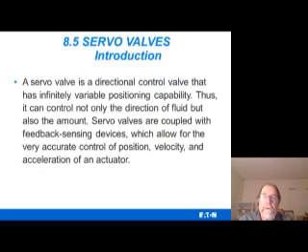The servo is a directional control valve that has infinitely variable position capability. Thus, it can control not only the direction of fluid, but also the amount. Servo valves are coupled with feedback sensing devices, which allow for the very accurate control of position, velocity, and acceleration of an actuator.